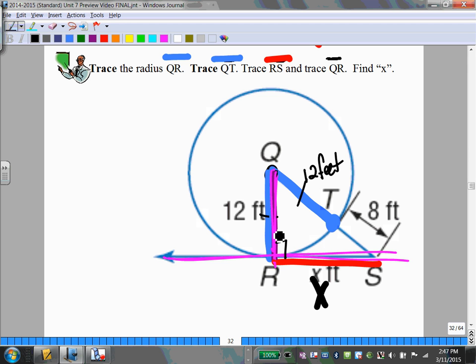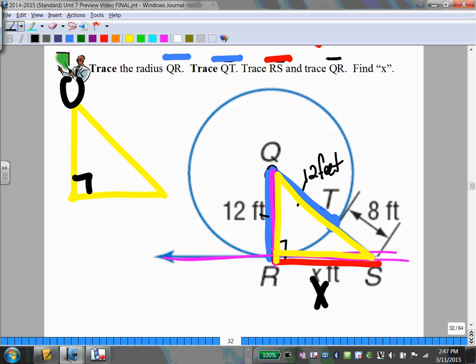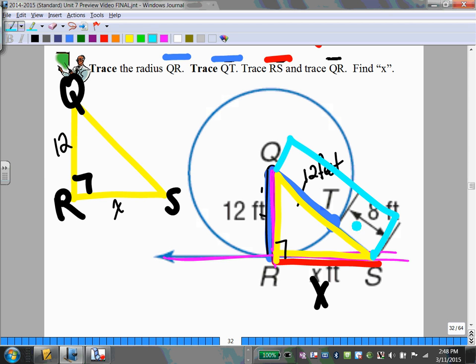So we actually have a right triangle going on here. Let's pull that out right here. There's our right angle. This is Q, this is R, this is S. Watch really carefully. QR is 12. RS, we don't know. Now I'd like you to bracket Q all the way to S. Warning, that's not 12. You've got 10 seconds to figure that out.